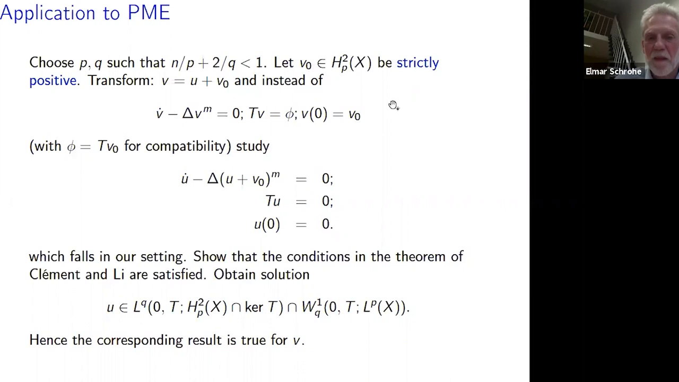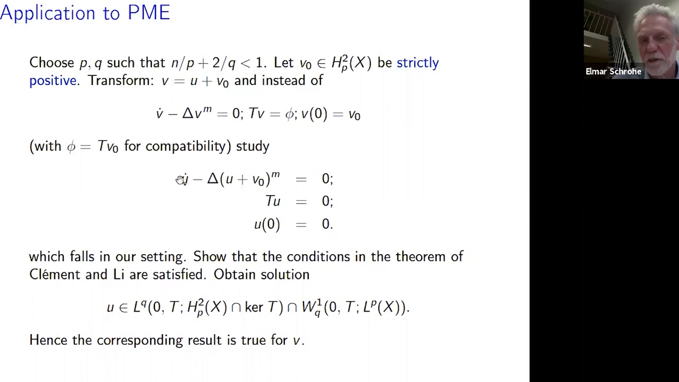We want, of course, in our setting, so the problem we want to study is the porous medium equation, like this equation, v dot minus delta v to the m is 0. So it's a generalization of the heat equation you'd get if m is 1. And our boundary condition is some phi, and the initial value is V0. Then we have to ask, of course, for compatibility that phi is the trace of V0.